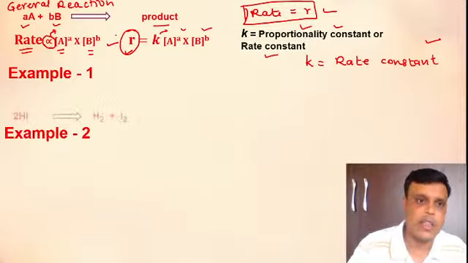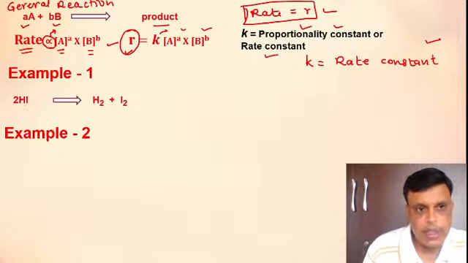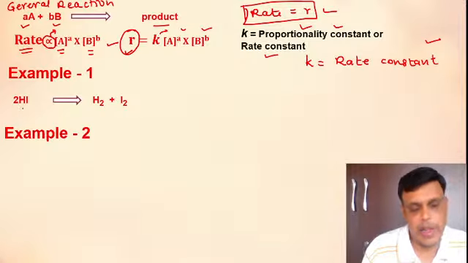Okay? Now we will see the examples. This is your example: 2HI, that is hydroiodide, HCl, HBr and HI is there.